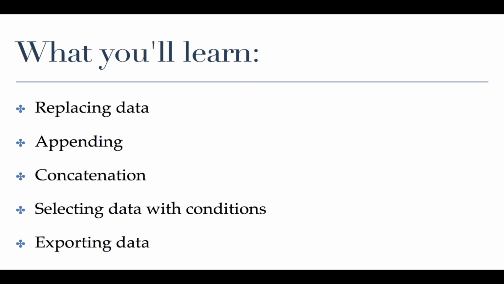So without further ado, guys, what we're going to learn today is how to replace data in our data frame. So we have a value and we want to change the value. We're going to learn how to append to the end of our data frame by adding a row or two. We're going to learn concatenation, which is essentially like merging two data frames together. We're going to learn how to select values, rows, and columns in a data frame based on very specific conditions. And then lastly, we're going to try and dump this into a CSV file.